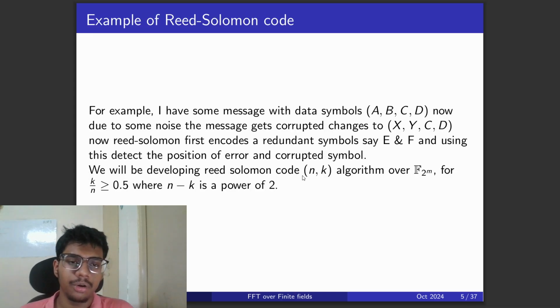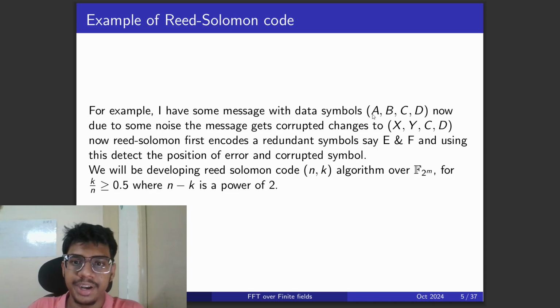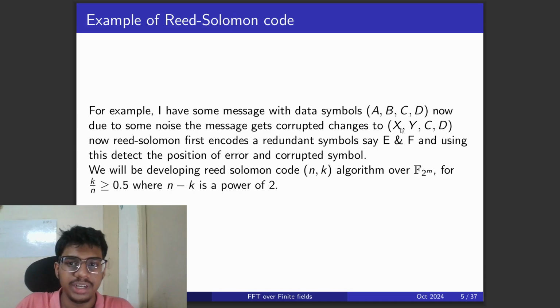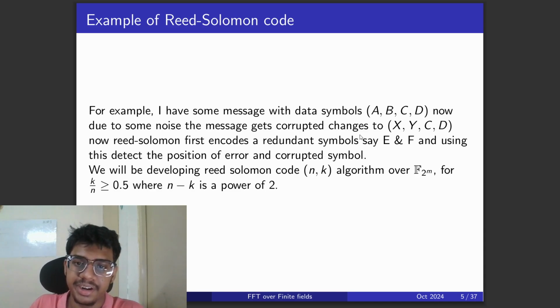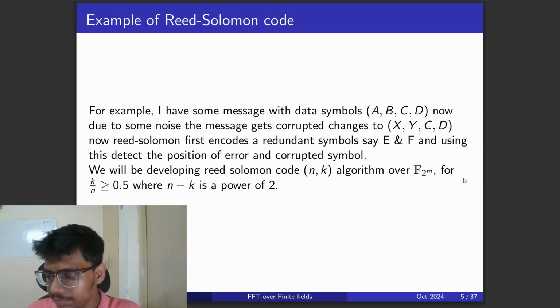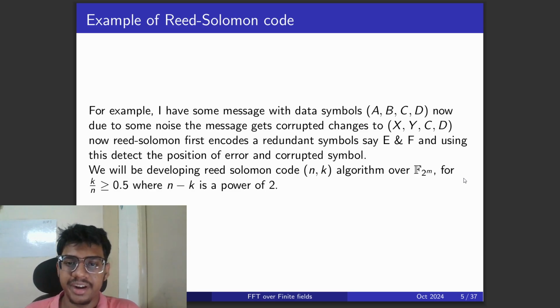A good example of this is we have some message, supposedly with data symbols ABCD, and now due to some noise or some external factor, the message gets corrupted and changes to supposedly some XYCD. So now the Reed-Solomon error correcting code first assigns a redundant symbol, for each block it assigns a redundant symbol E and F, and with this E and F, it starts to detect the position of the error and the error value. So this E and F is used to correct this message.